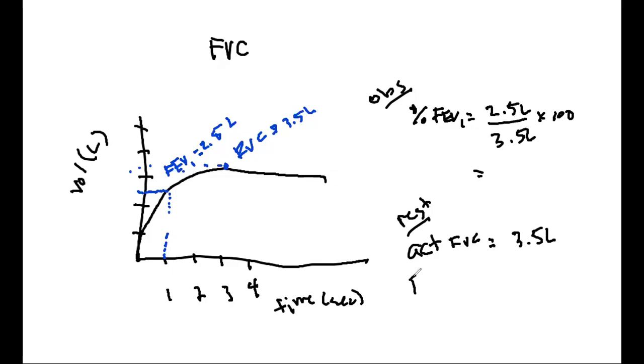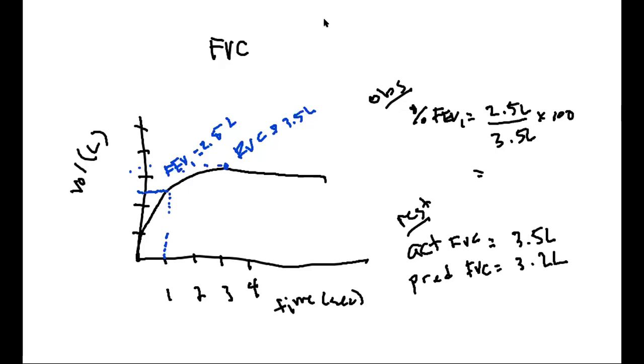And then what is your predicted based on your age, weight, height, and gender and ethnicity? If your predicted forced vital capacity, let's say it was 3.2, does this show evidence of a restriction? No, it doesn't, because your actual is greater than or equal to your predicted.